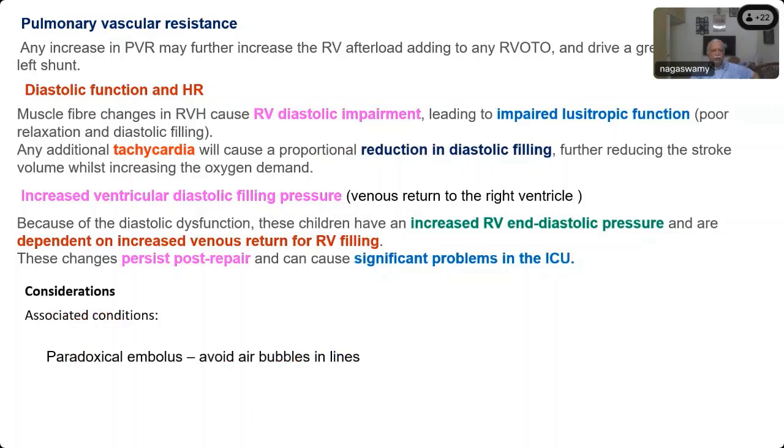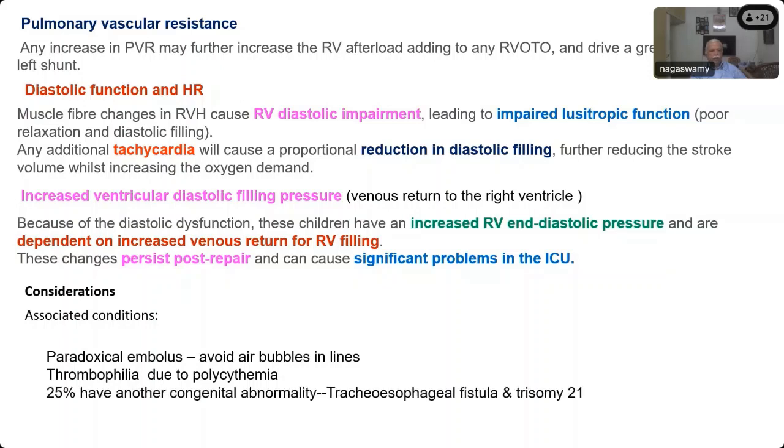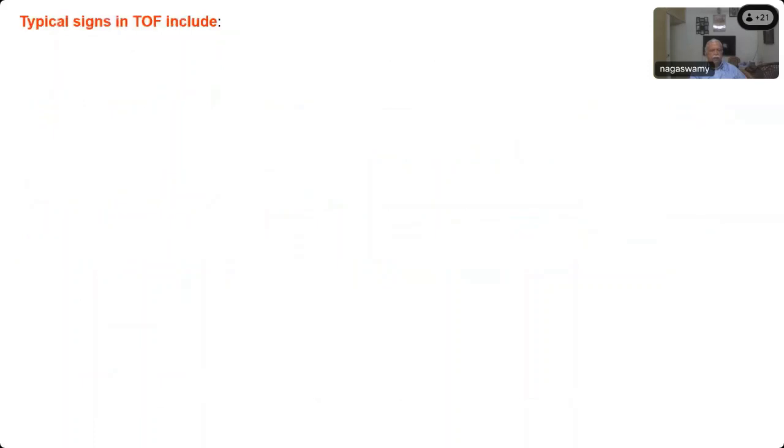Associated conditions of importance include paradoxical embolism. That is another point the examiners are very particular about, so for all the IV sets that you use, you must check that there is no air bubble in the line. Also thrombophilia due to polycythemia. And 25% have associated congenital anomalies, which may be tracheoesophageal fistula and trisomy 21 also, and they need SBE prophylaxis.